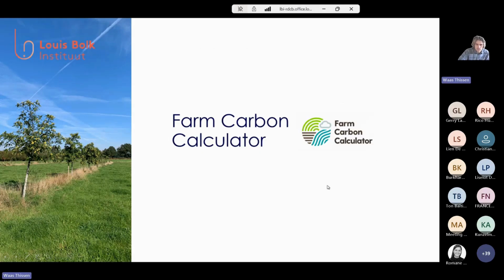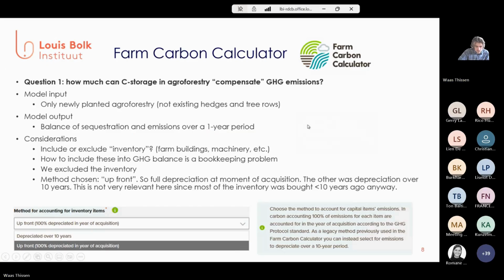So first, the Farm Carbon Calculator, with the question: how much can it store and how much can it compensate the greenhouse gas emissions? As model input, I just used the newly planted agroforestry system, so not the existing hedges and tree rows that were already there, because we lacked a little bit of information on those systems. Then the model output gives a balance of sequestration and emissions over a 1-year period.